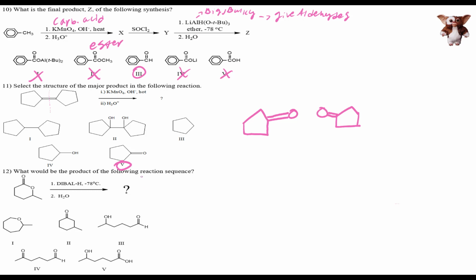Number 12. What would be the product for the following reaction sequence? Okay, so hey, this is what I was talking about. We have diisobutylaluminum hydride with some very cold temperatures. Okay, so what do we do? Because we're reacting with esters.